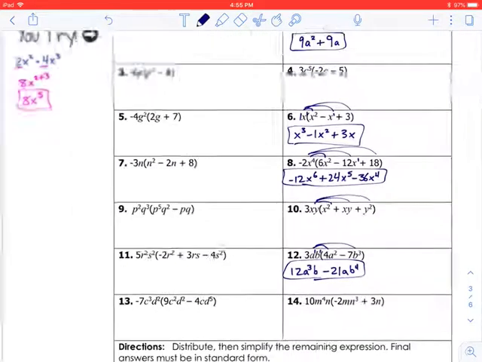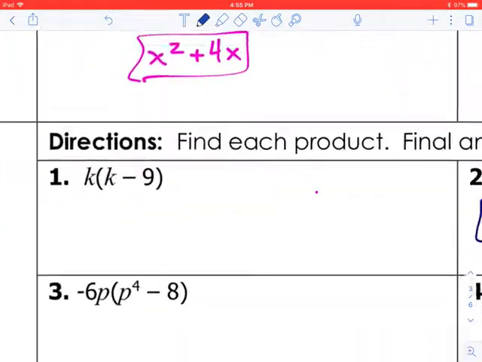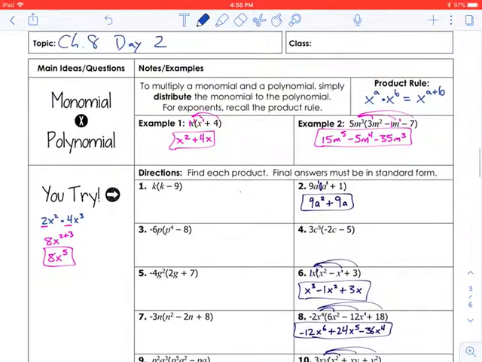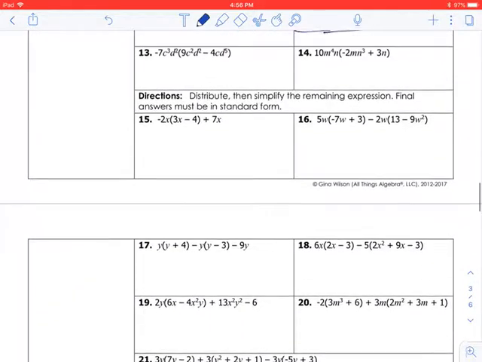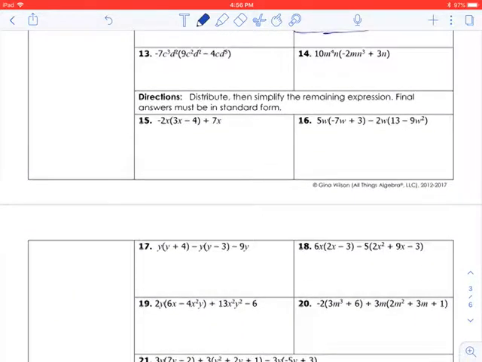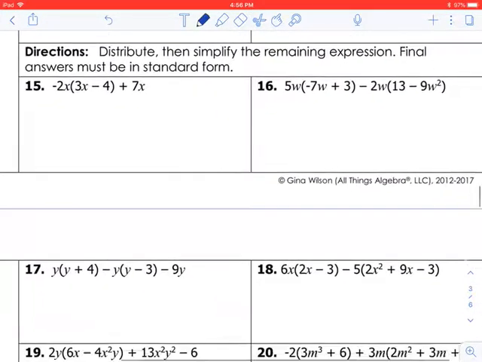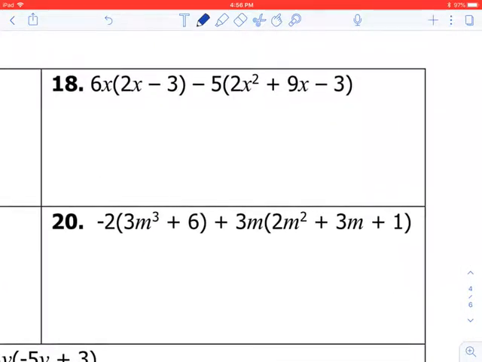Okay, so that's multiplying a monomial times a binomial: one term on the outside times a binomial or trinomial on the inside. Okay, and so if you look at the other examples, it kind of combines the two together. So let's look at just a couple quick examples, and then we'll be done with this.